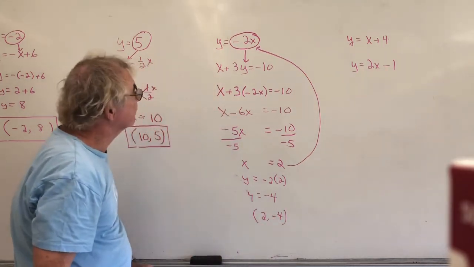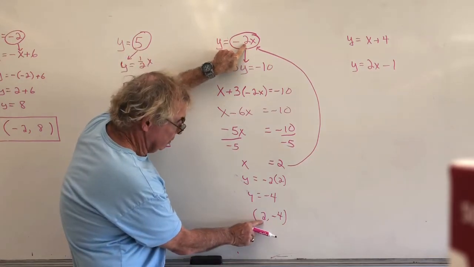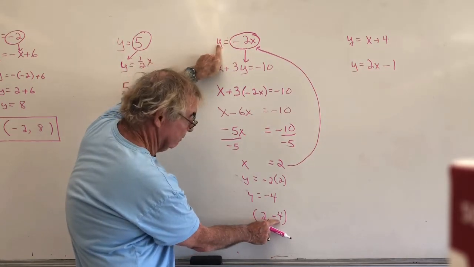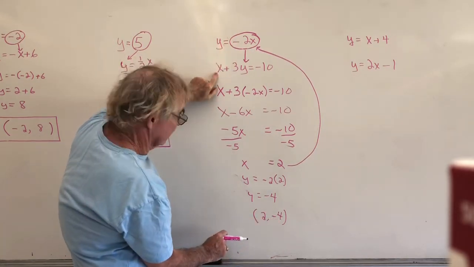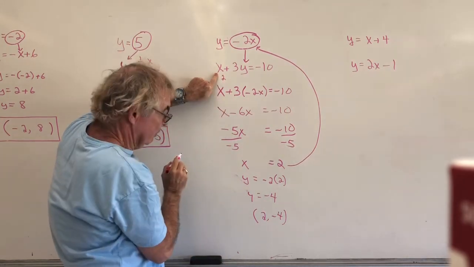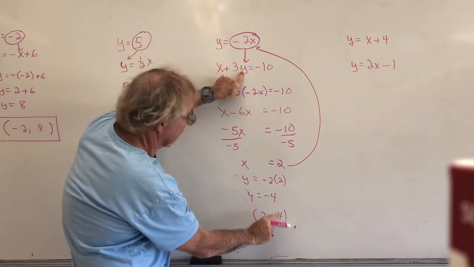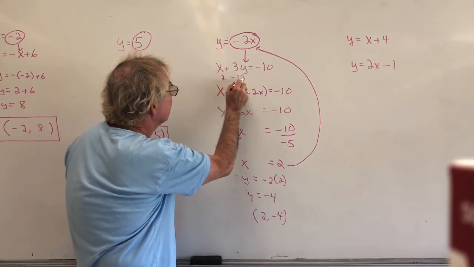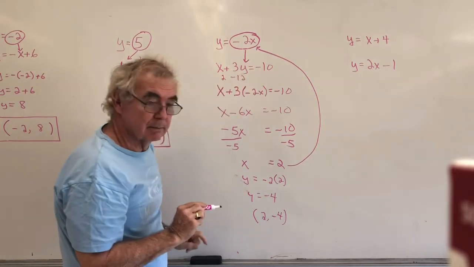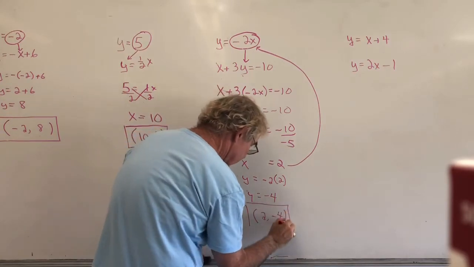Now let's check this. What's negative 2 times 2? Negative 2 times 2 is negative 4. Bingo. Let's go to this one. What's x? You'd say, well, x is 2. What's 3 times negative 4? Well, you say 3 times negative 4 is negative 12. Does that give you negative 10? It does. That's it. So our answer checked, and there it is.